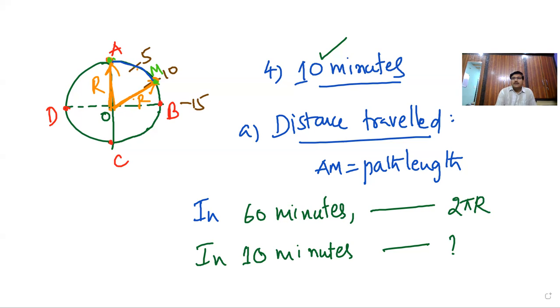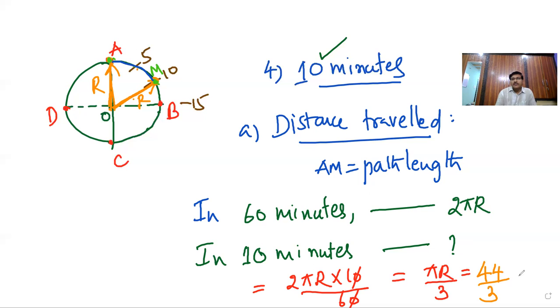This is the simplification. Here, 2 pi r into 10 by 60 by 60. The zeros go, just simplification: pi r by 3. Clear? Pi r by 3. Pi r we have already calculated earlier. Pi r is how much? Pi r is 44 centimeters. So 44 by 3 centimeters. Simplify.